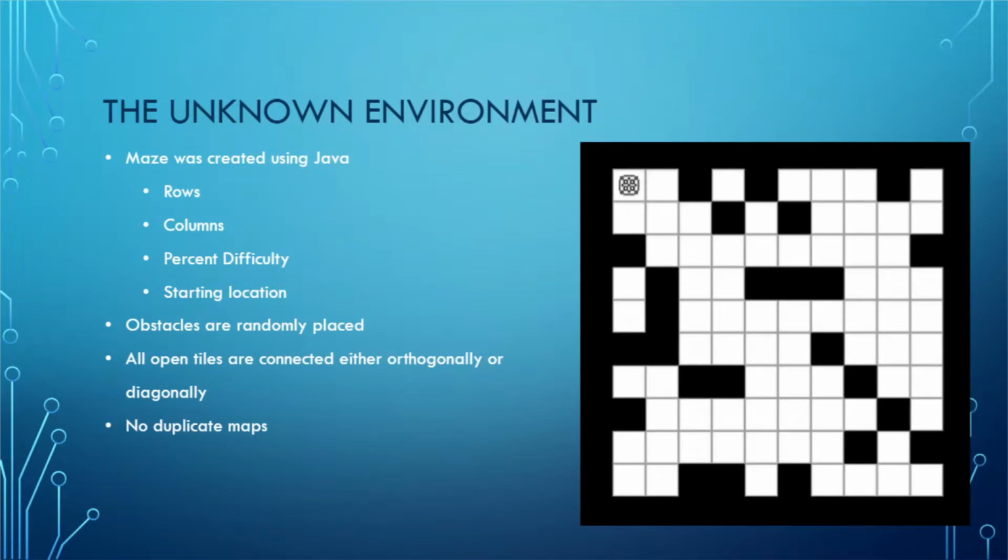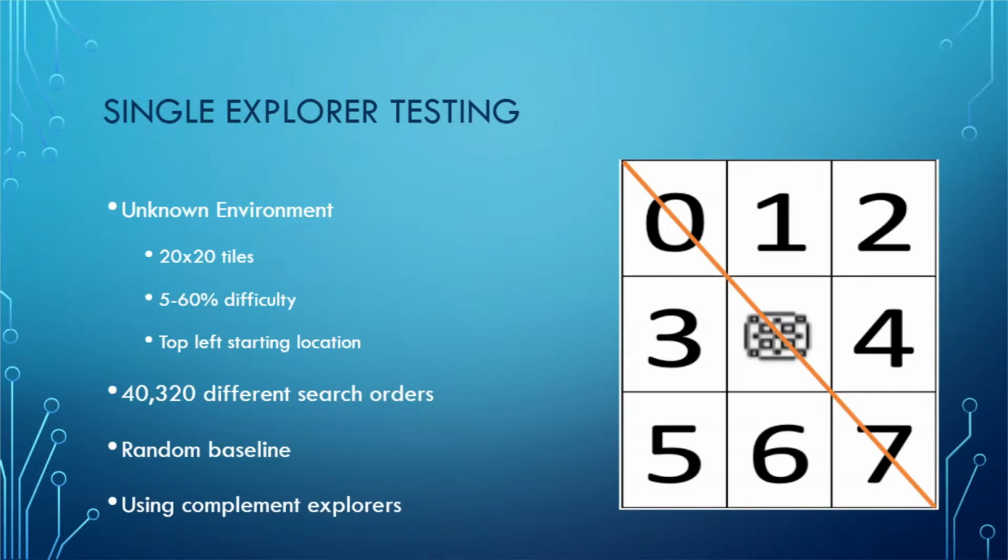To conduct our single explorer testing, we created an environment that was 20 by 20 tiles, ranging from 5 to 60% difficulty with steps of 5%, and all explorers starting in the top left corner. We then ran all 8 factorial, or 40,320, different search orders. These search orders' efficiencies were then compared to a random baseline to see which one performed better.